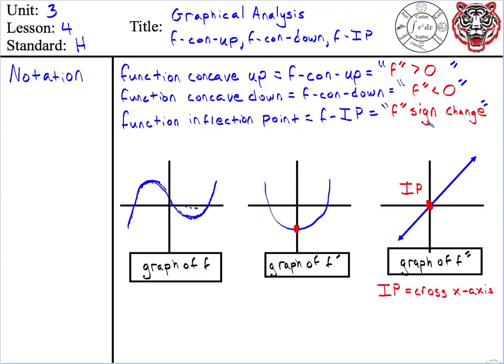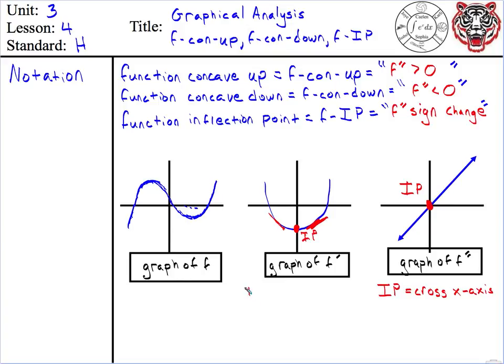The only thing that you need to memorize here is it's where f double prime has a sign change. F double prime in this graph is going to be slope. So here the slope is negative. Here the slope is positive. I change from a negative to a positive, therefore right at that intersection where it changes is IP. Let's label that IP.